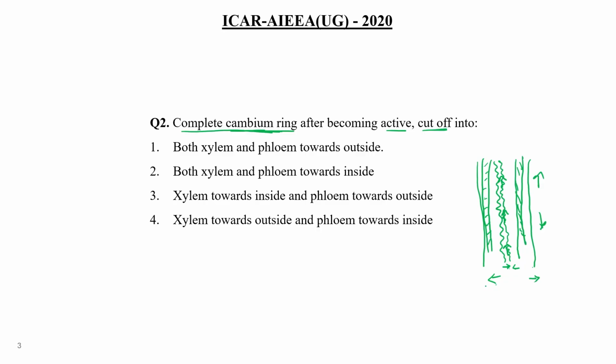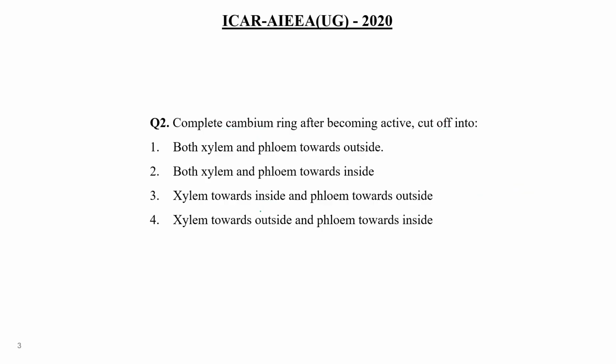The girdling experiment also showed this, right? So if a complete cambium ring is formed, xylem is towards the inside, as these are present inside, and phloem is towards the outside. So choice number 3 would be the correct answer.